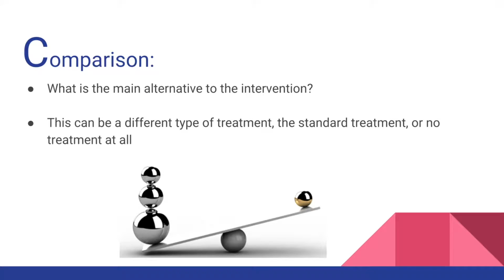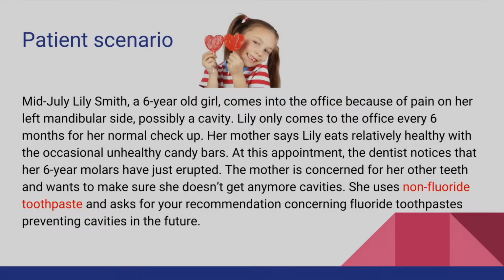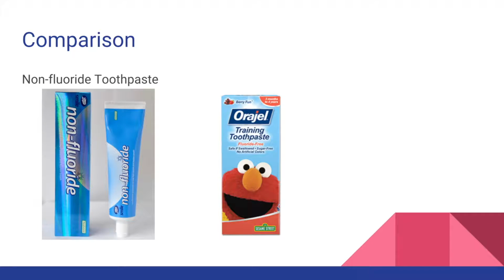The C in PICO stands for comparison. So what we're asking is, what is the main alternative to the intervention? This can be a different type of treatment, a standard treatment, or no treatment at all, like a placebo. So going back to the patient scenario, the comparison in our patient scenario is the non-fluoride toothpaste. We would use this search term to look up in PubMed.